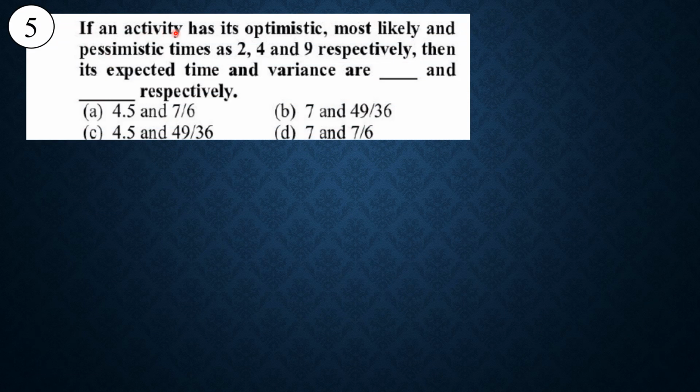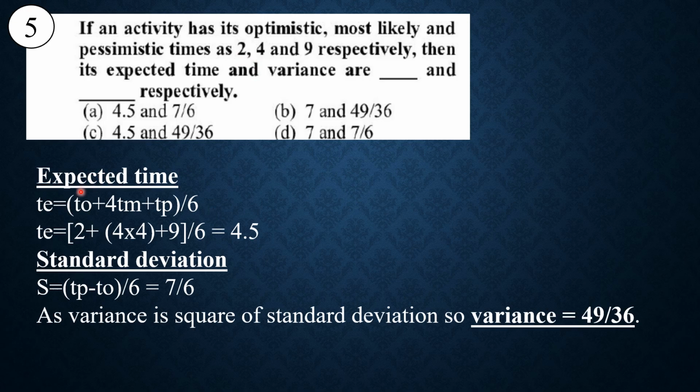Fifth question, if an activity has its optimistic, most likely and pessimistic time as 2, 4 and 9 respectively, then its expected time and variance are. So the expected time formula is TO plus 4TM plus TP divided by 6, where TO is optimistic time, TM is the most likely time and TP is the pessimistic time. So expected time is TO plus 4TM plus TP divided by 6.